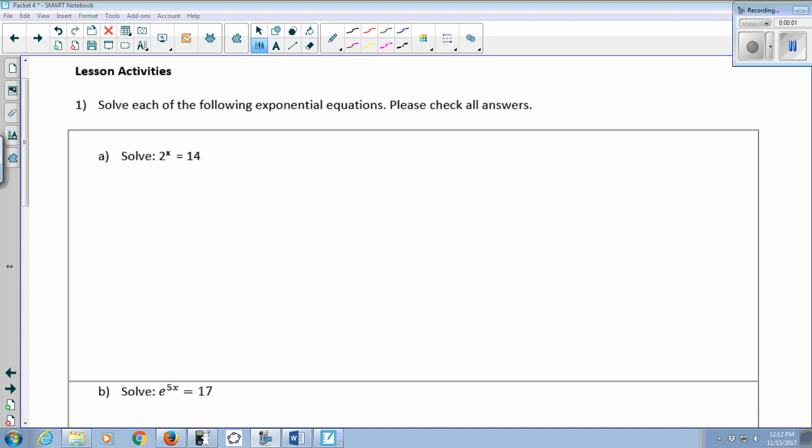Lesson 31 activities. We're going to solve some equations. Solve the following exponential equations. So 2 to the x equals 14. The exponential is already isolated. I'm just going to take the ln of both sides.